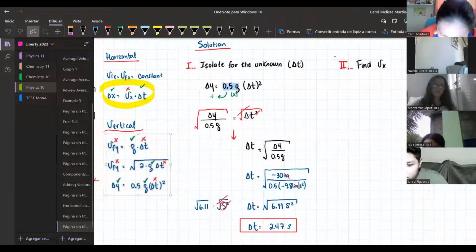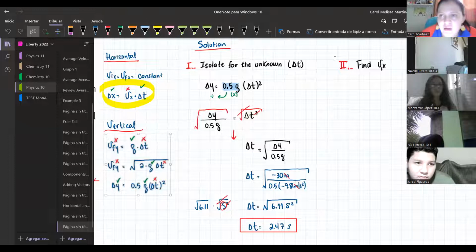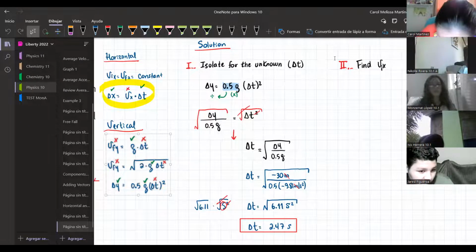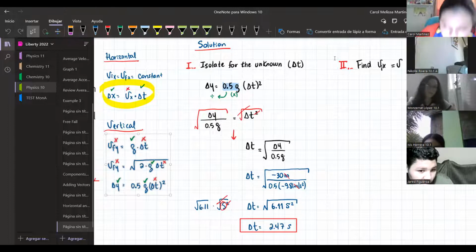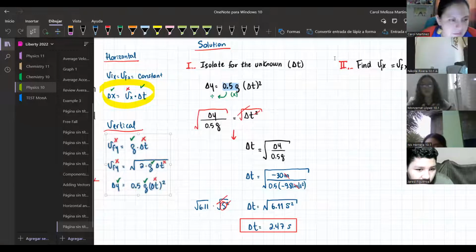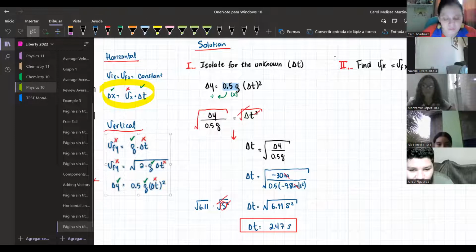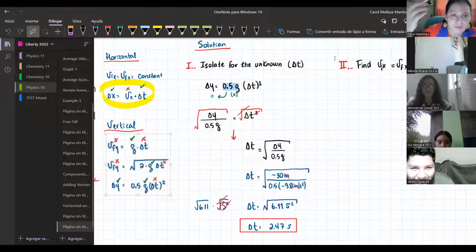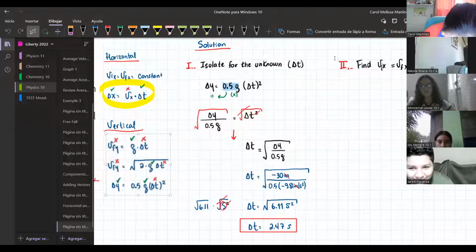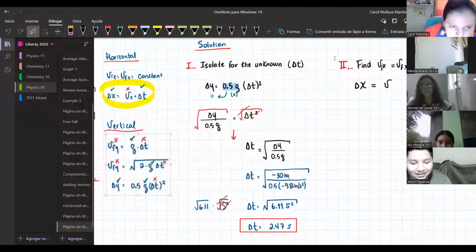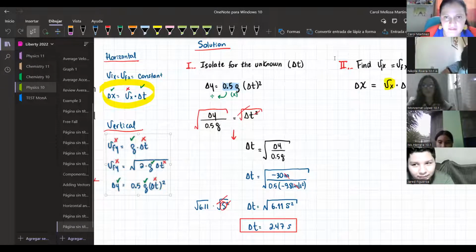Find the initial speed. And just remember, initial horizontal speed is equal to the final horizontal speed, okay? So you're going to find the horizontal velocity. To do that, we're going to take the equation that involves horizontal velocity, which is this one: delta x equals velocity in x times delta t, and we're going to isolate vx.